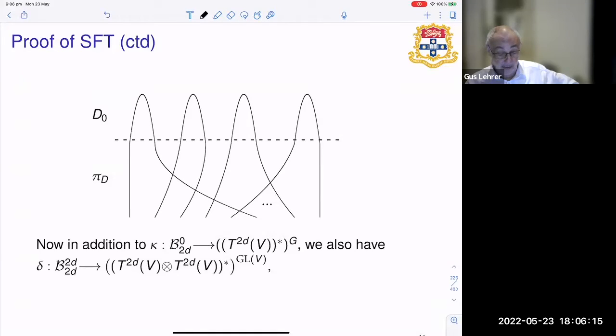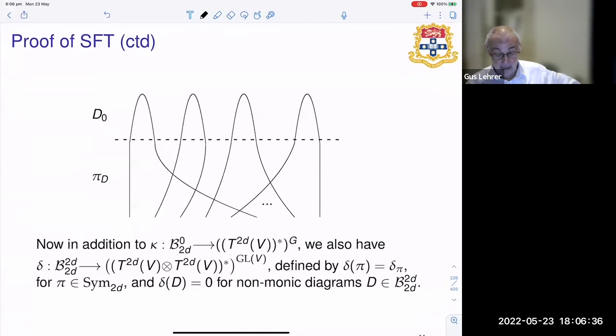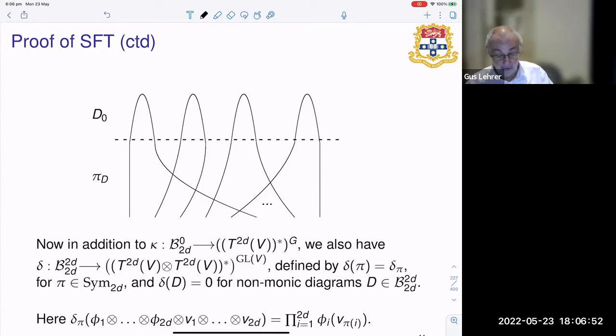Now, we also have delta from B 2D, 2D to the invariants of GLV on there. You don't need the whole of the Brauer algebra. You only need the permutations in it, but that's all right. We still have the map. The others can be taken to 0. They form an ideal anyway. Yes, so delta pi of this.